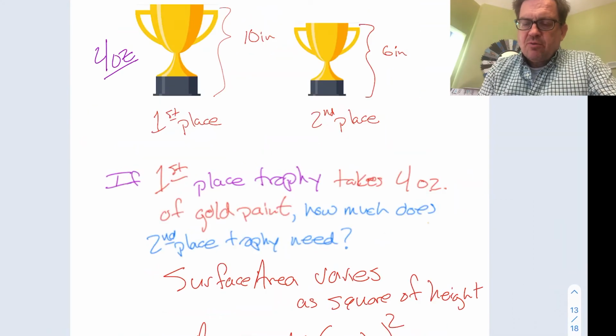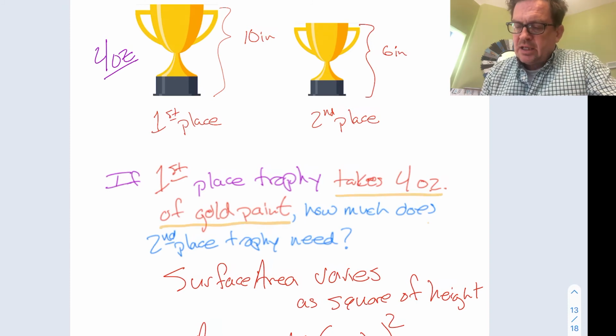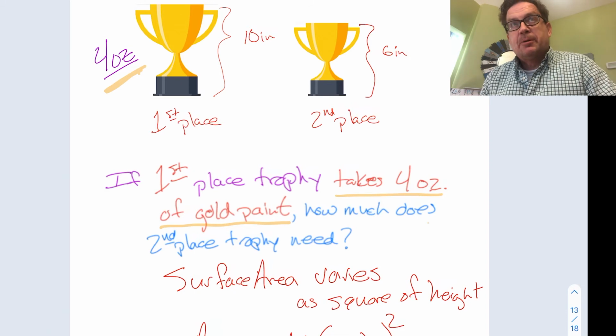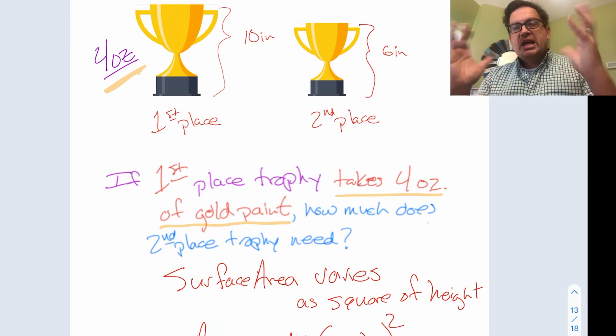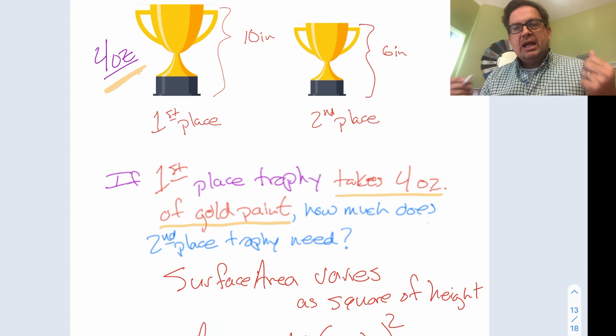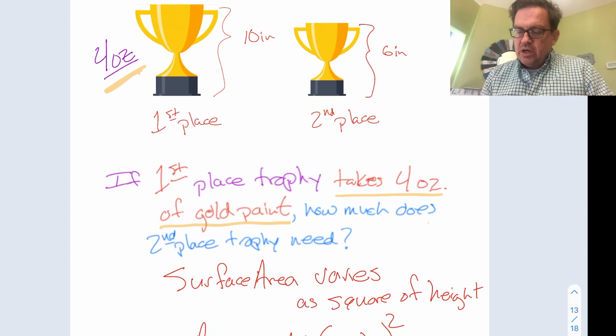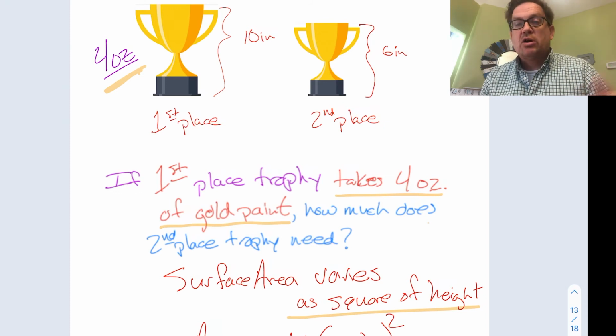So let's suppose that the first place trophy takes 4 ounces of gold paint to paint it. The bigger one takes 4 ounces. It's not real gold, it's gold plated. So let's say it takes 4 ounces. We're talking about the surface area of the trophy. So what's the area of the trophy? Well, the area is a two-dimensional thing. So it's going to be squared as the square of the height.